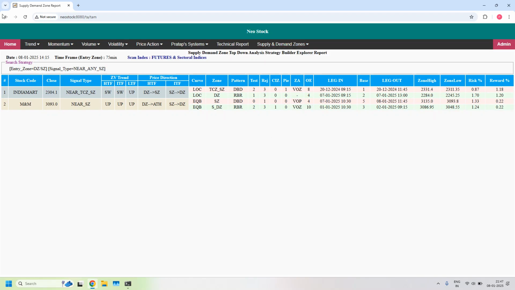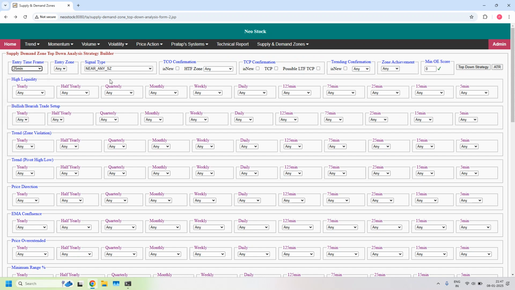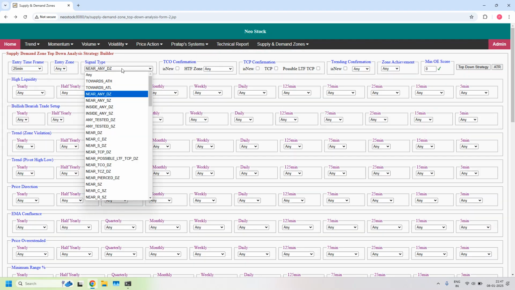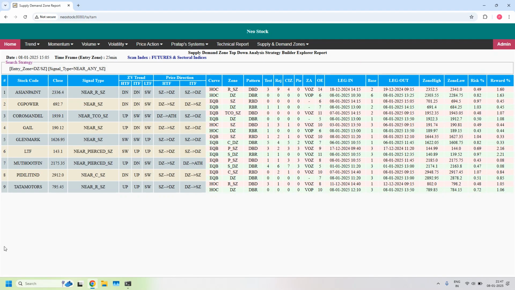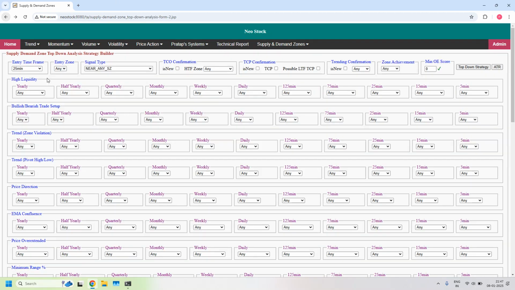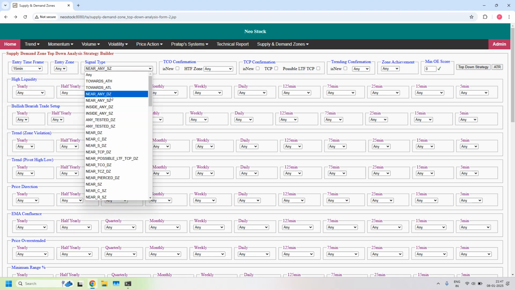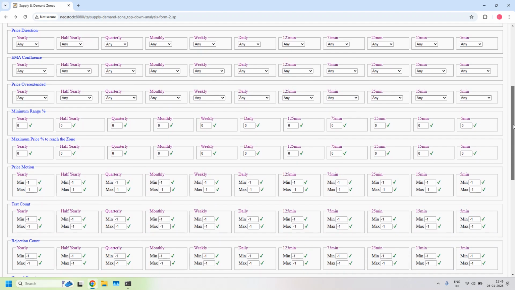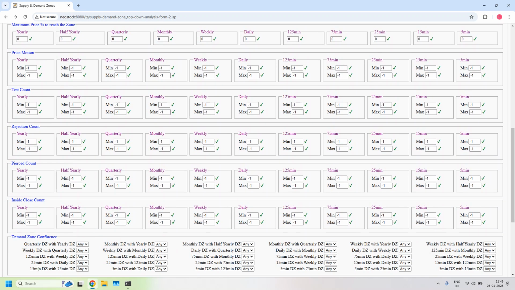Okay, next time frame is 25 minutes. Stocks near 25 minutes demand zone. 7 stocks are filtered. Okay, next 25 minutes time frame. Stocks near 25 minutes supply zone. We got 9 stocks. Okay, next time frame is 15 minutes. Stocks near 15 minutes demand zone. We got 8 stocks. Out of these 8, how many are having ITF demand zone confluence? That is 15 minutes and 75 minutes demand zone confluence. Let us filter based on this.